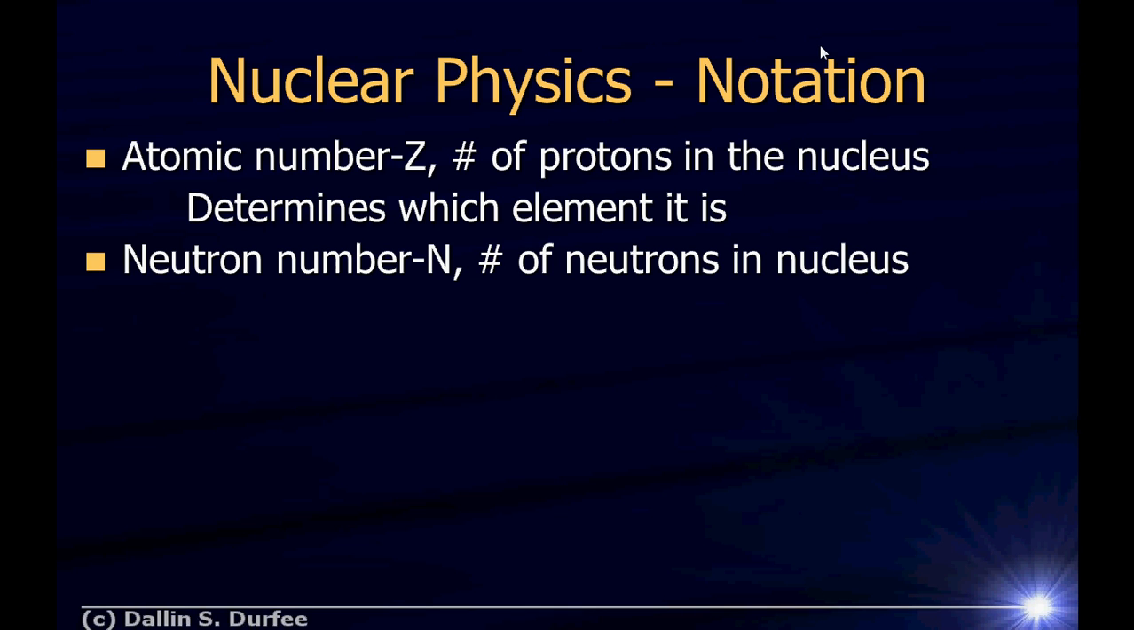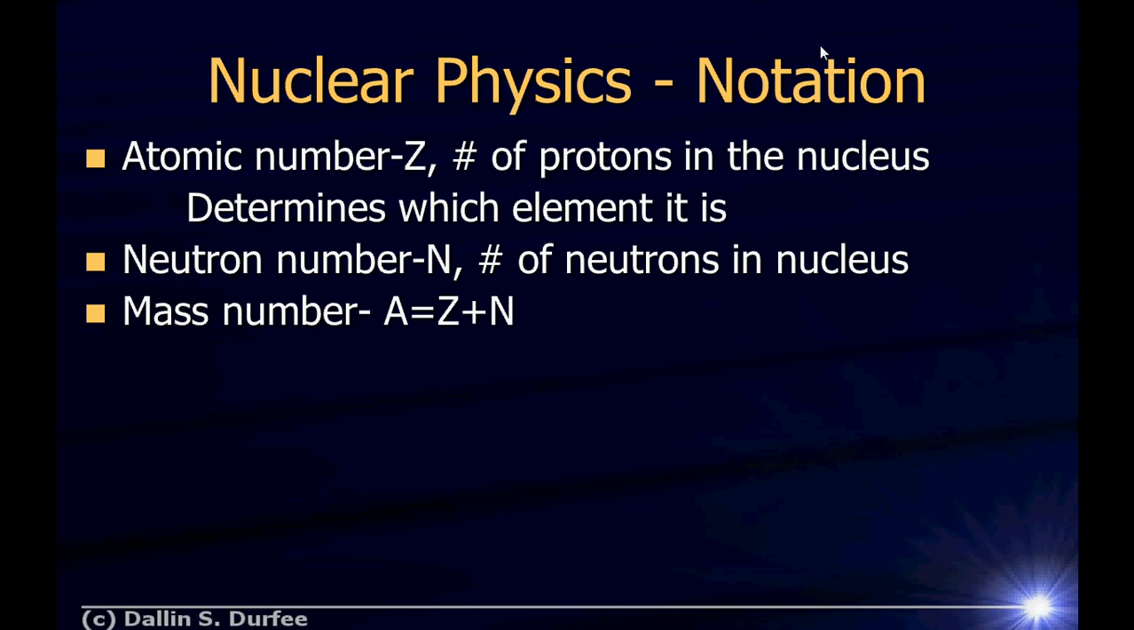Then there's the neutron number N, which is the number of neutrons in the nucleus. And then there is what we call the mass number, or the atomic mass number A, which is the sum of the two. It tells us how many neutrons and how many protons. Why do we call it the mass number? Well, it turns out that neutrons and protons weigh about the same. They're about the same mass.